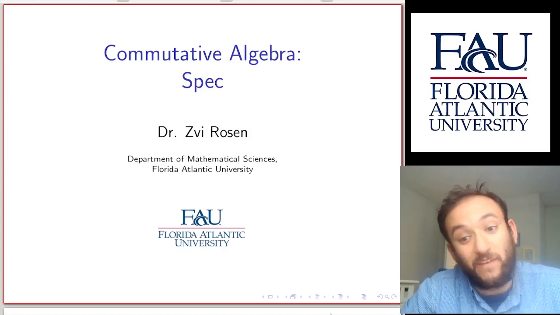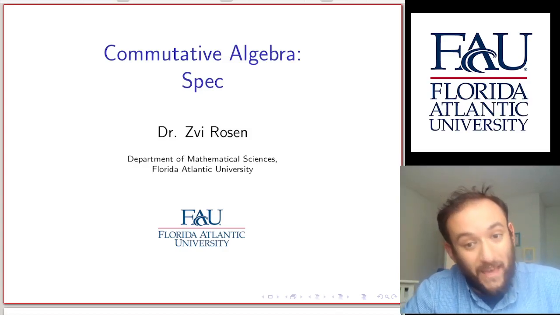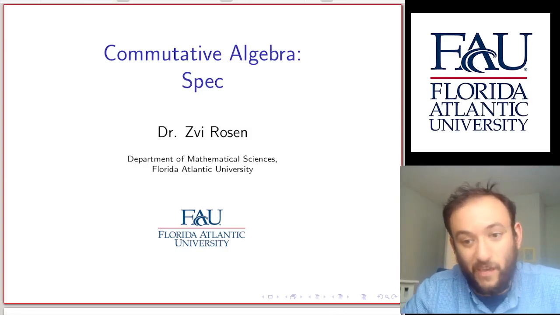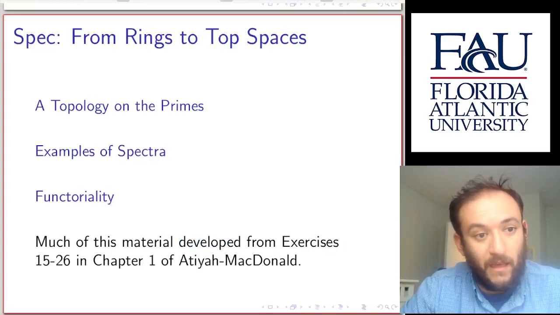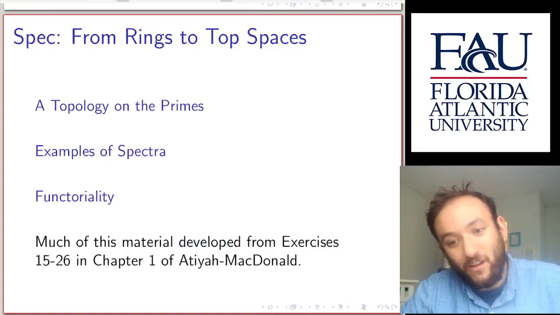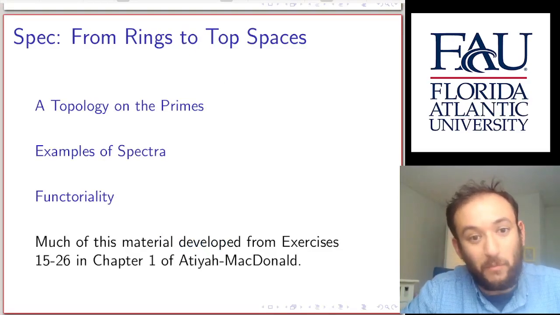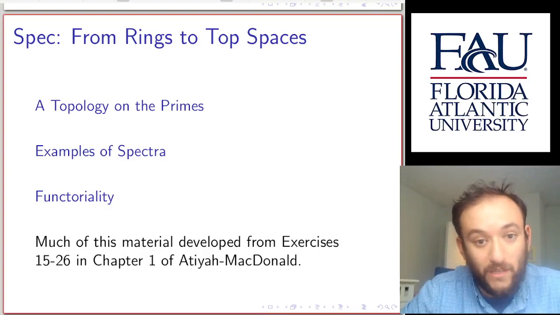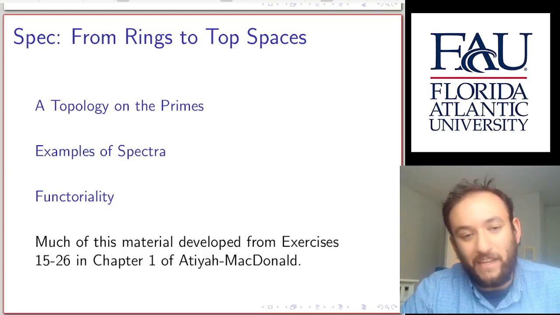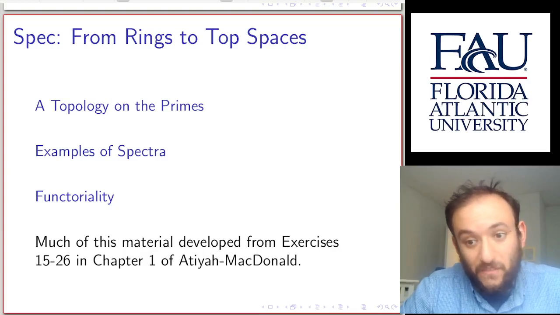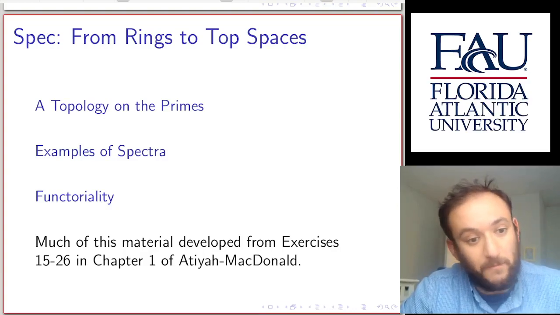In today's commutative algebra lecture, we'll be talking about Spec, which maps a ring to its spectrum. Spec is a map from the category of rings to the category of topological spaces. First we'll describe what a topological space is and describe how we can put a topology on the set of prime ideals associated to a ring.